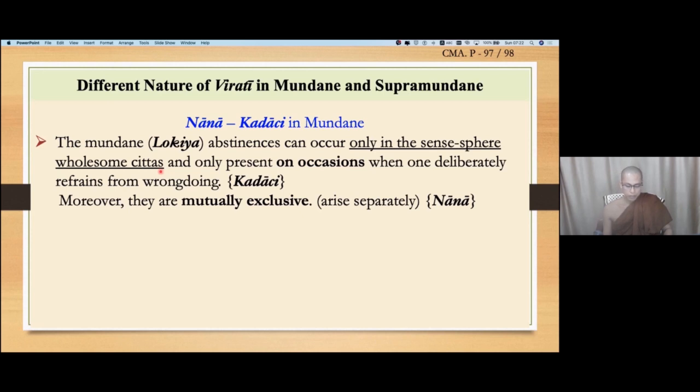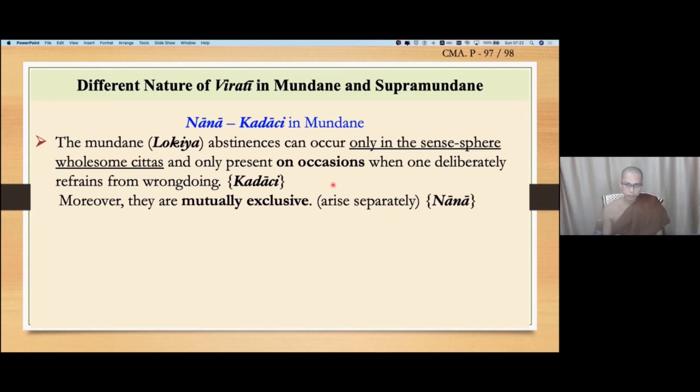So in that mental process, in that consciousness, the mental factors will be associated. So at that moment, the Samma Kammanta, the right action, is present in his mind, but the other, right speech and right livelihood, will be absent.